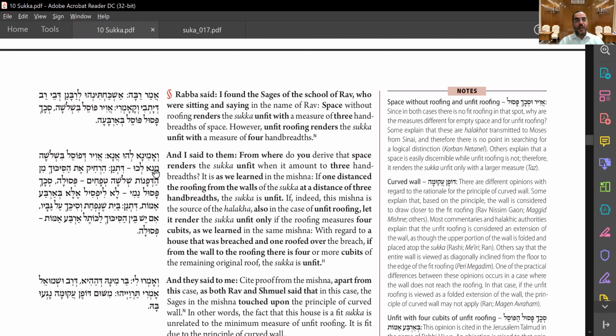Rabbah says, I challenge those students of Rav. He says, what's your source to say that 3 tefachim of empty space is no good? Oh, from the first clause of our Mishnah. If the sechach is far from the walls, 3 tefachim or more, it's no good. Fine. Sechach pasul nameh la lifsil ela be'arba amot.